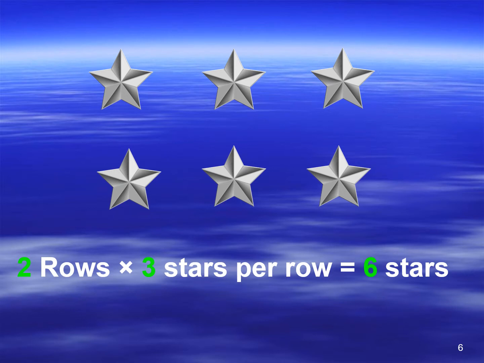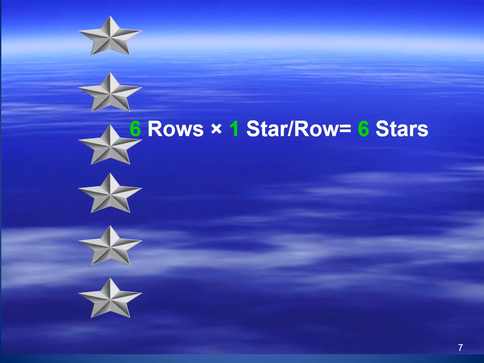Another way is we can put 3 stars in each row. So, 2 rows multiplied by 3 stars is equal to 6 stars. We can also arrange in another way, put 1 star in each row. So, 6 rows multiplied by 1 star is equal to 6 stars.